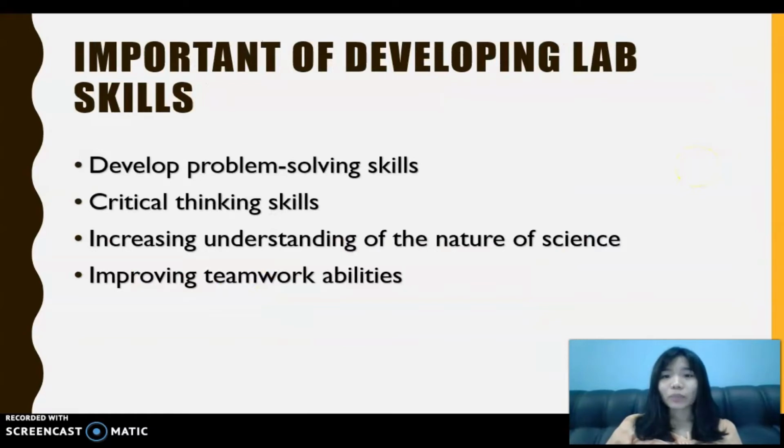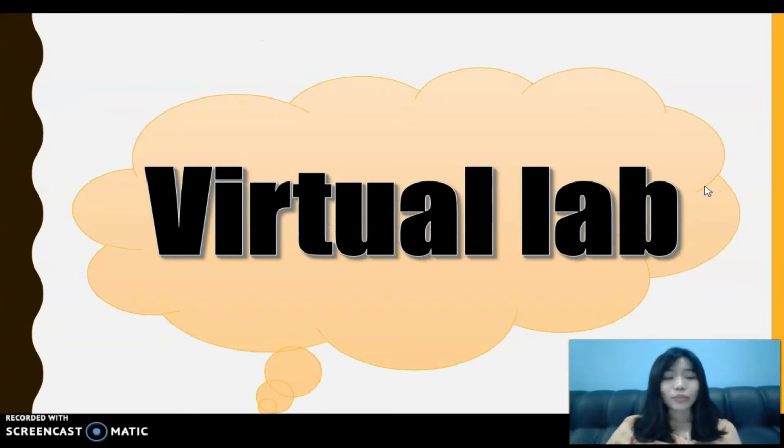And why is developing lab skills so important? Because students who engage in well-designed laboratory experiments develop problem-solving skills, critical thinking skills, and an increased understanding of the nature of science, as well as improving teamwork ability while doing hands-on experiments with teammates. To succeed in the professional world of science, you will need a wide variety of laboratory skills. So, apart from carrying out experiments in real-life practicals, we can also develop our laboratory skills by virtual lab.